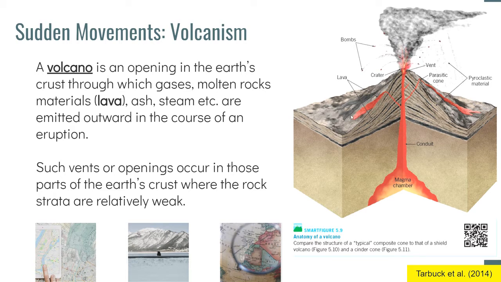Now, aside from the molten rock, volcanoes also erupt with gases, okay, ash, steam, and other pyroclastic materials. So such vents or opening occur in those parts of the Earth's crust where the rock layer or strata is relatively weak.